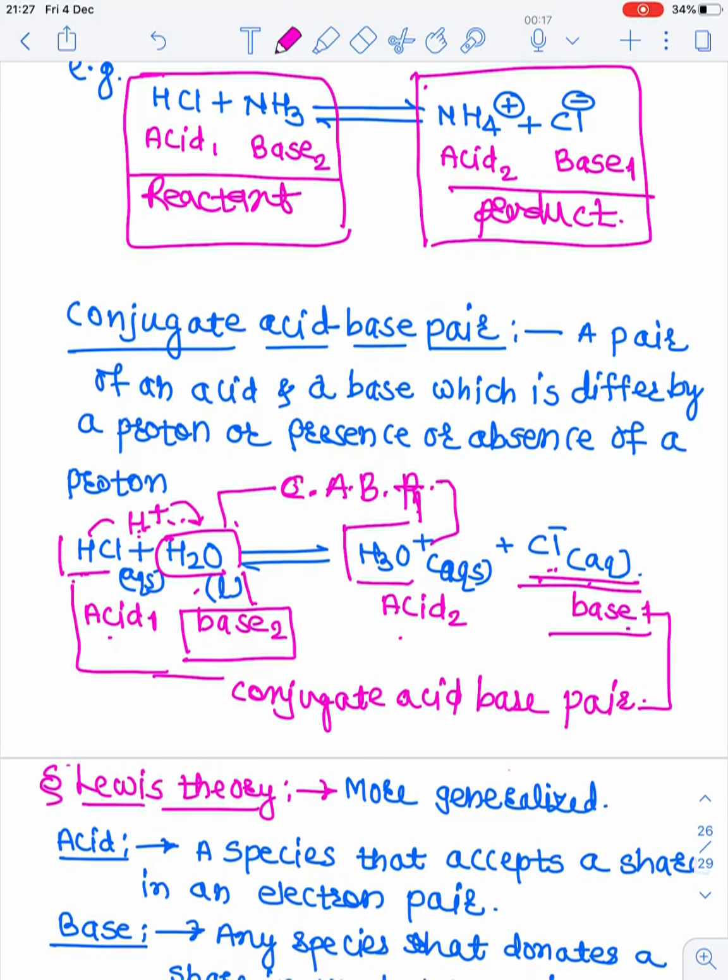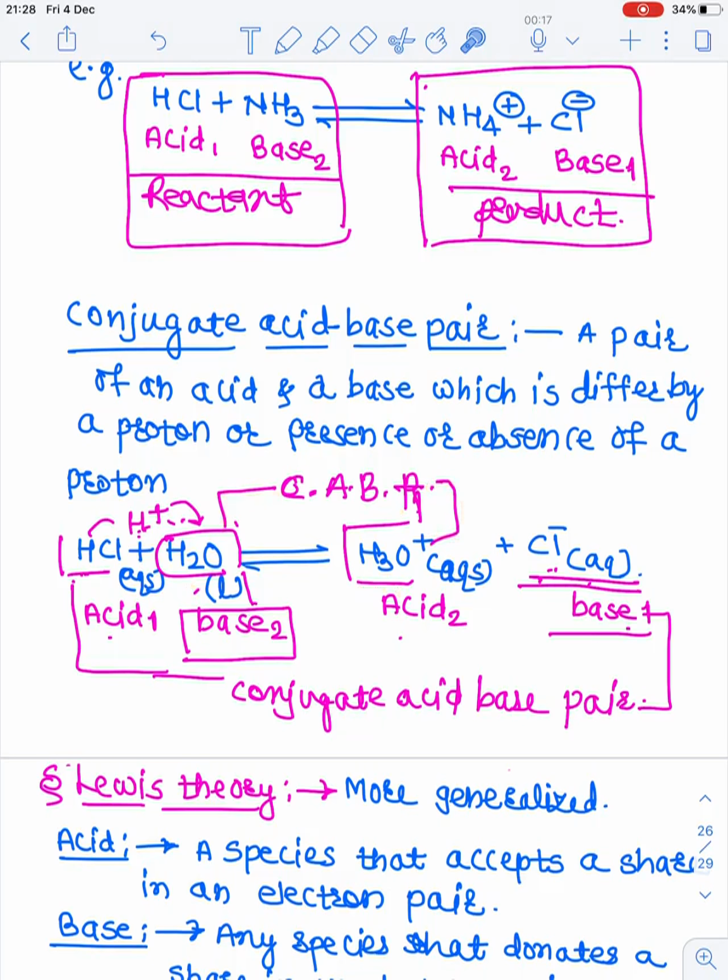If we consider this pair, then we can say that they just differ by a proton. Here we have HCl and the Cl negative ion, which is a conjugate acid base pair, so there is only a difference of a proton. Here there is a proton, here there is no proton. So conjugate acid base pairs just differ by a proton. If you also consider this conjugate acid base pair of H2O and H3O positive ion, again there is a difference of a proton, right? Therefore this is a conjugate acid base pair.